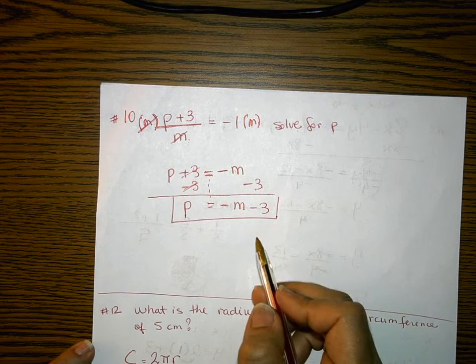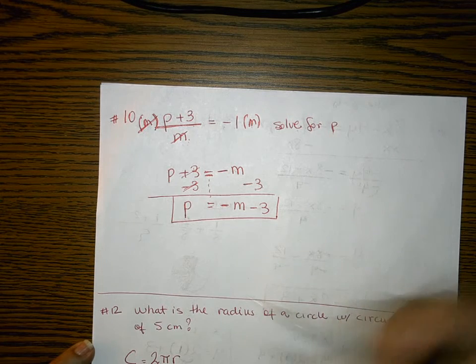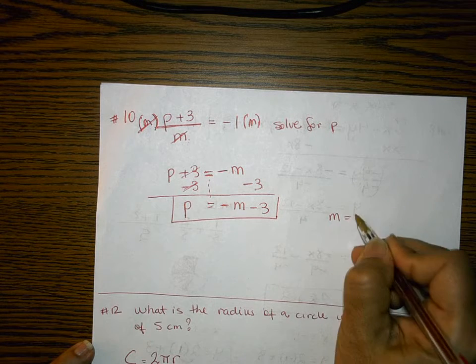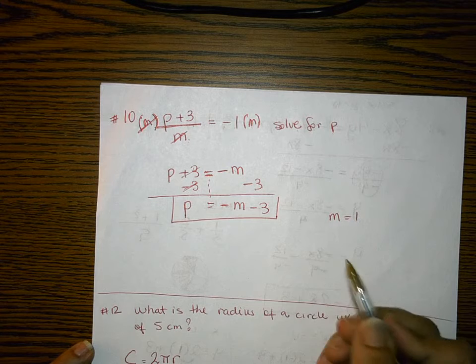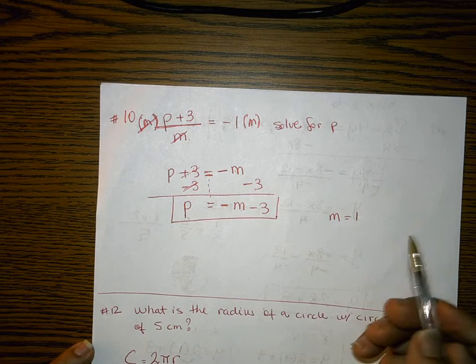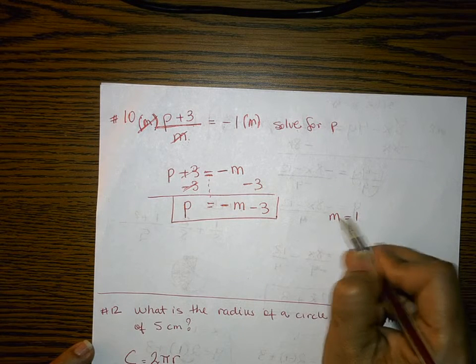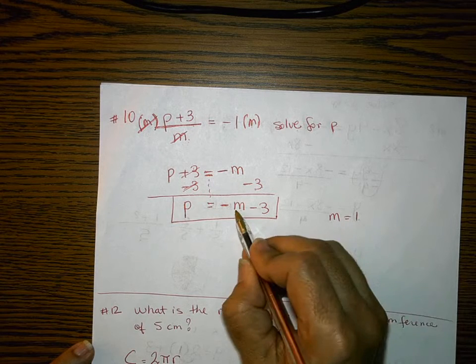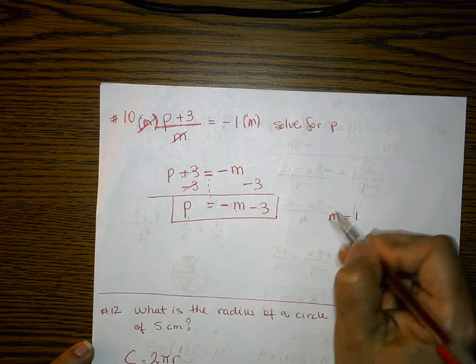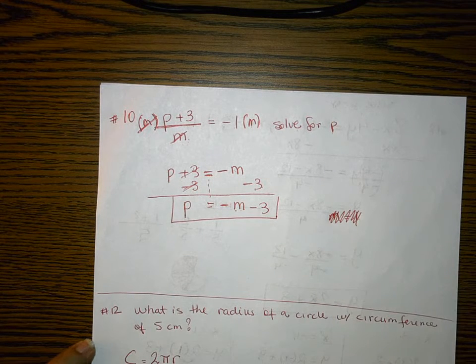Okay? If we were asking, if m was 1, what do you get for p? We would plug it in, but it's not asking for that. I'm just saying if we were asked to plug in something for m, we would solve for p. Okay? But I am not asking that. I'm just giving you an example.